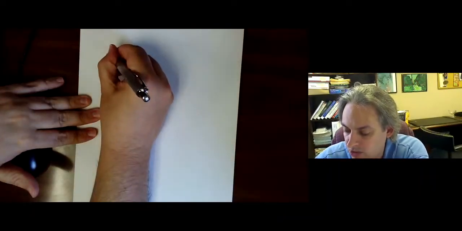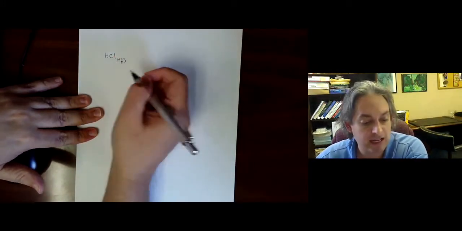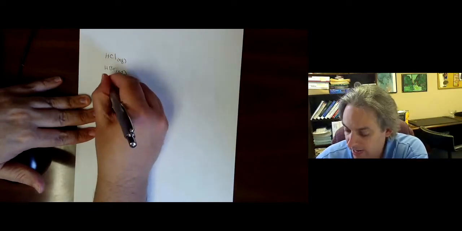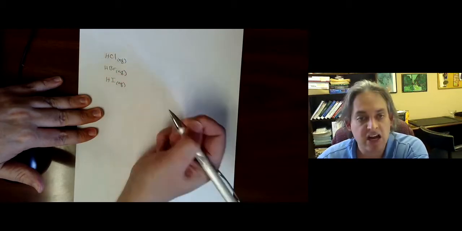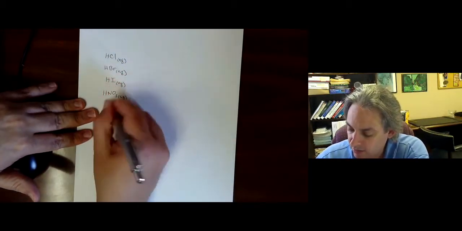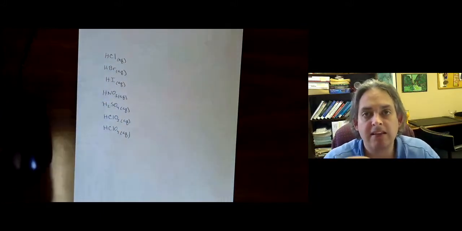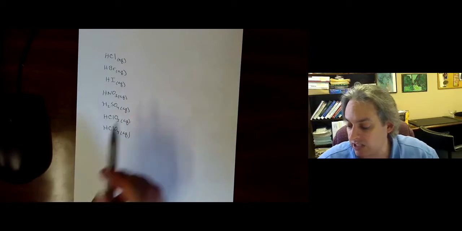So in chemistry, we have 7 strong acids that are known and that you need to know. The 7 strong acids that you need to know are hydrochloric acid, which is HCl. And remember, acids are always aqueous. The other 6 are HBr, or hydrobromic acid, hydroiodic acid, which is HI, nitric acid, sulfuric acid, chloric acid, and perchloric acid. So these are your 7 strong acids, and what that means is that they will completely dissociate.